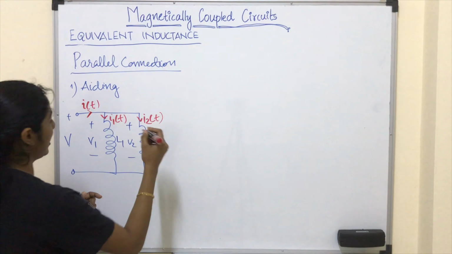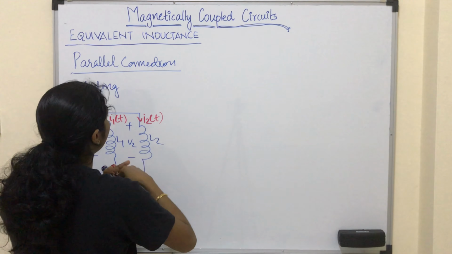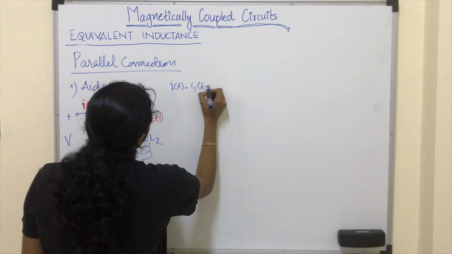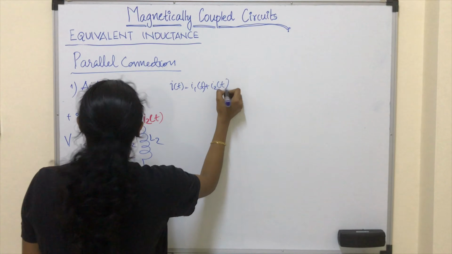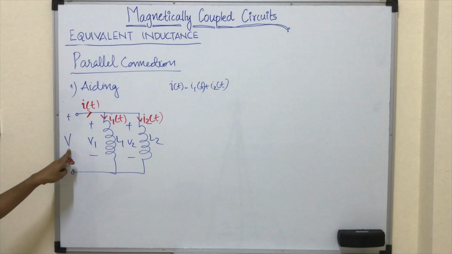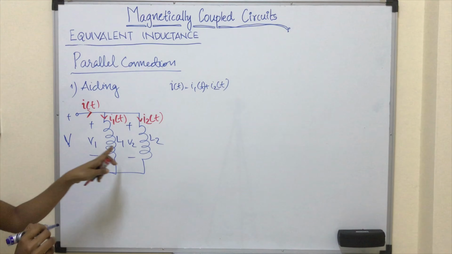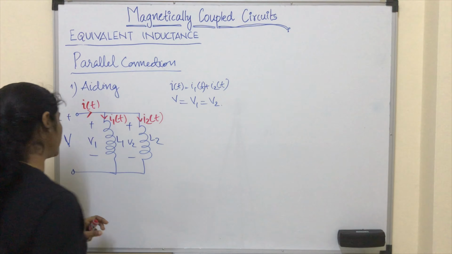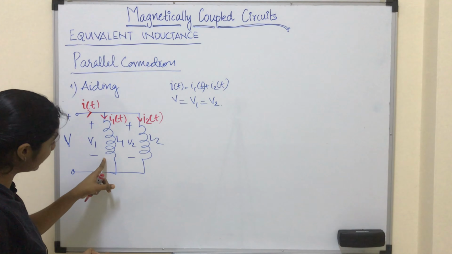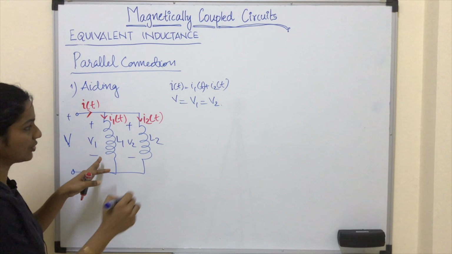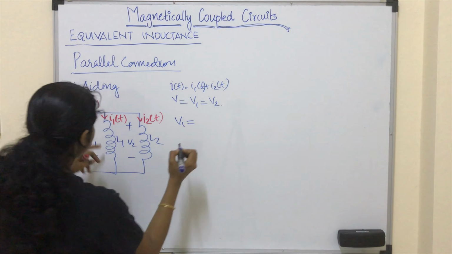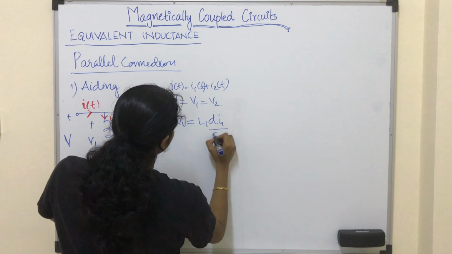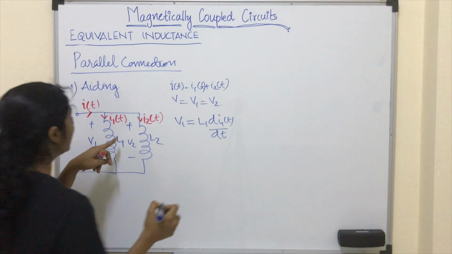And from KCL we know that i of t equal to i1 of t plus i2 of t, and also from this it is clear that V is equal to V1 equal to V2. Since a current is passing through this coil, there will be a voltage induced V1 which is given by L1 into di1 of t by dt.